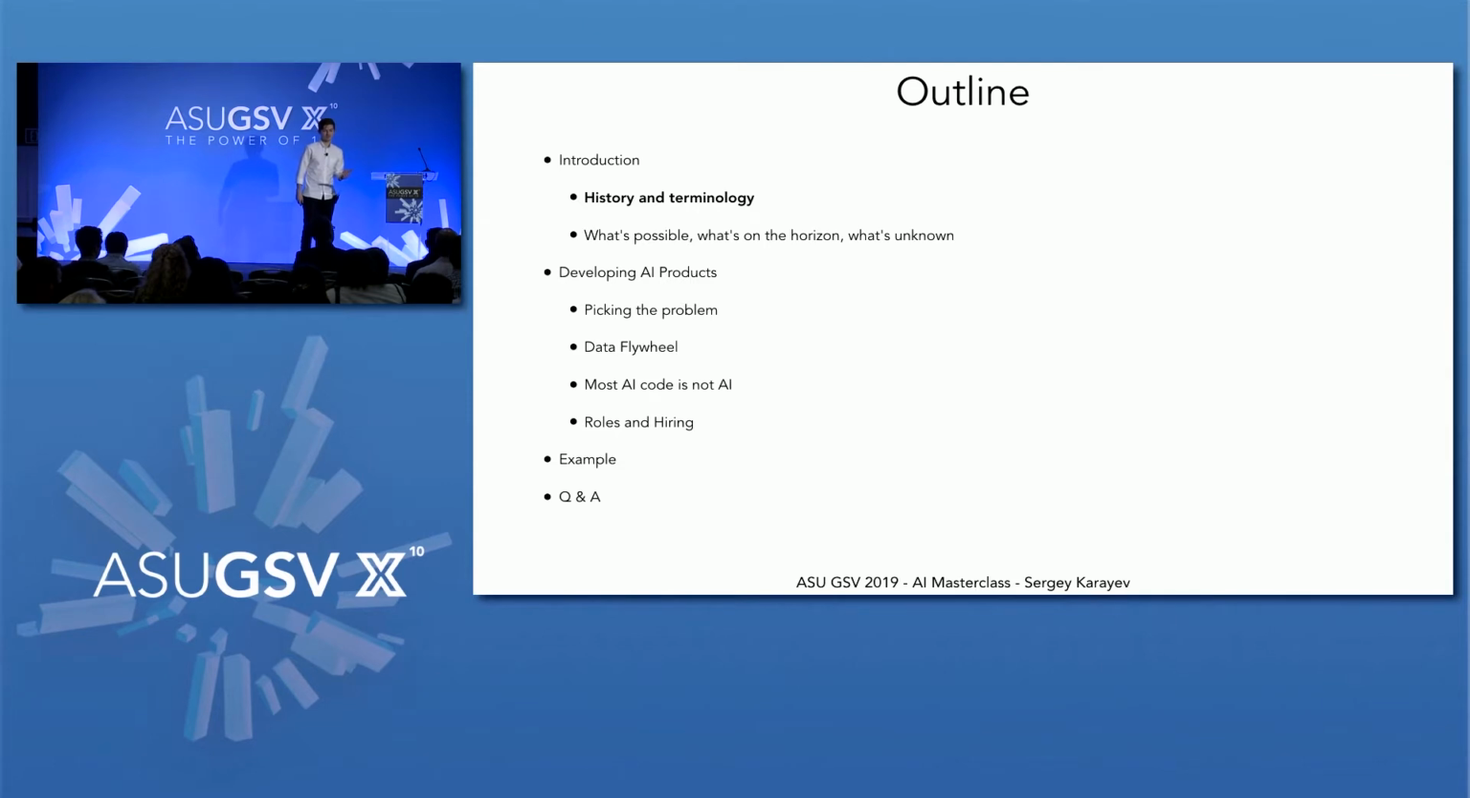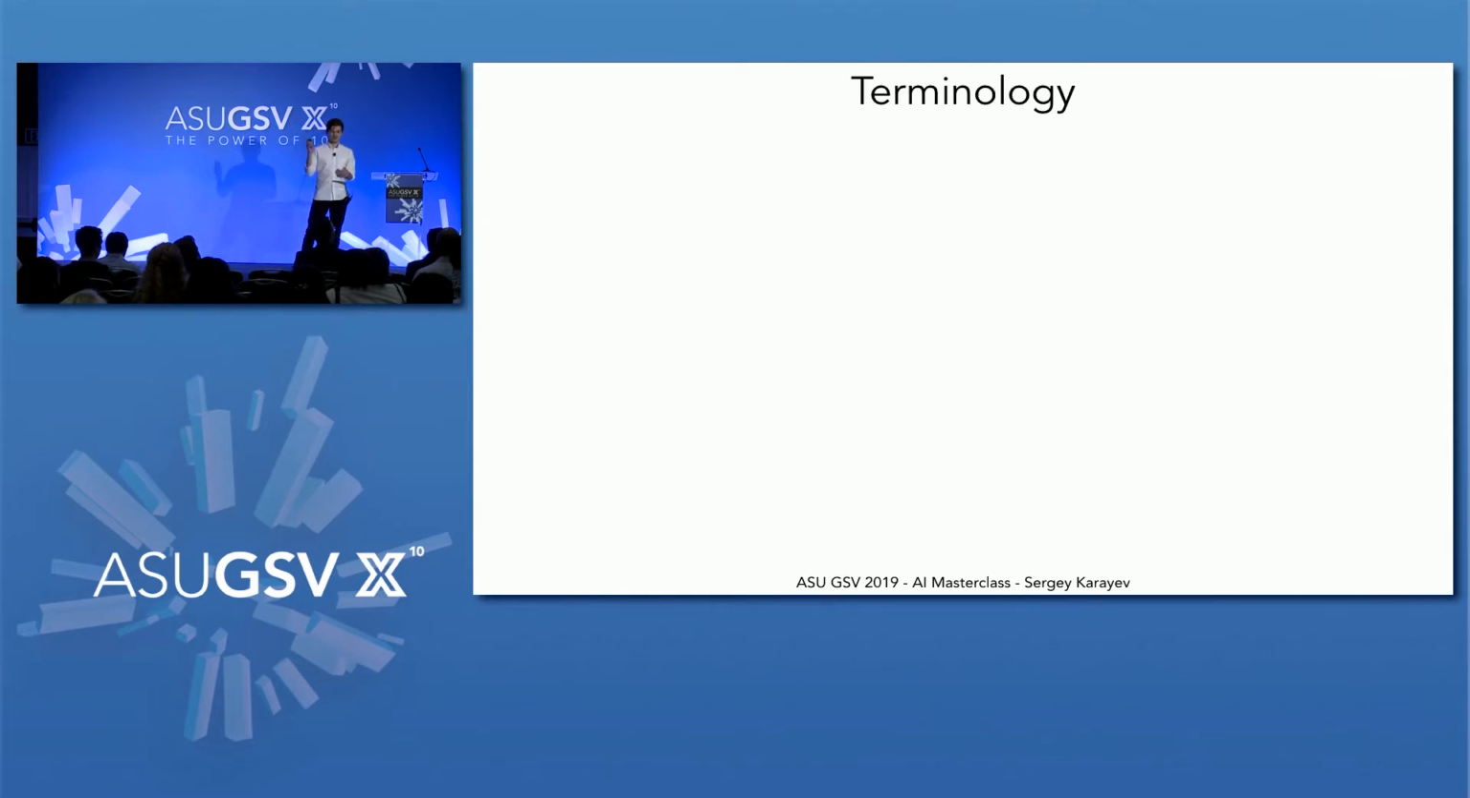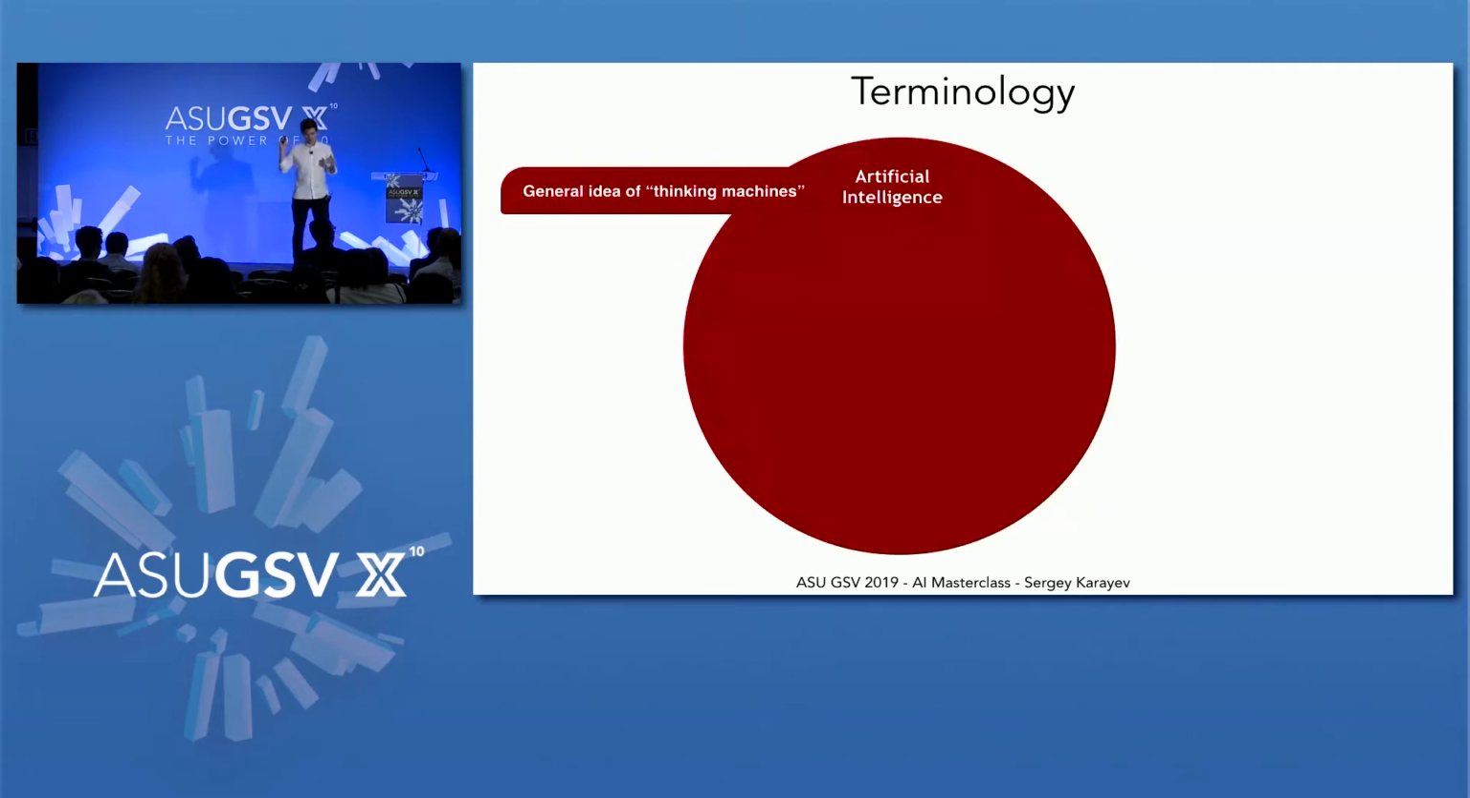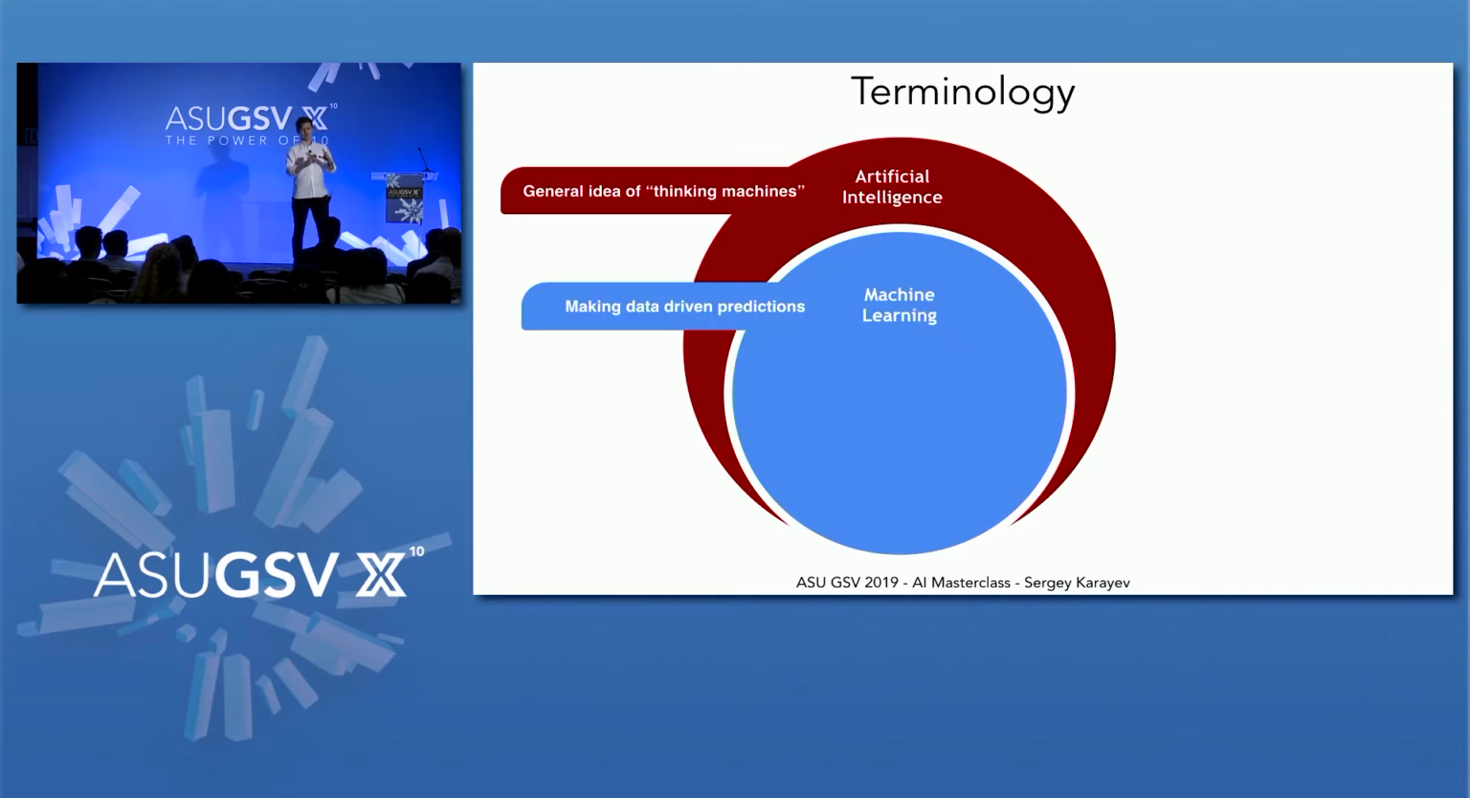So that's the outline. I'm going to start with the history and the terminology. The biggest word that people use is artificial intelligence. And that's a really general idea of just thinking and learning machines. Within artificial intelligence, there's a subset of things that are possible that we gave the name machine learning to. And that's making data-driven predictions.